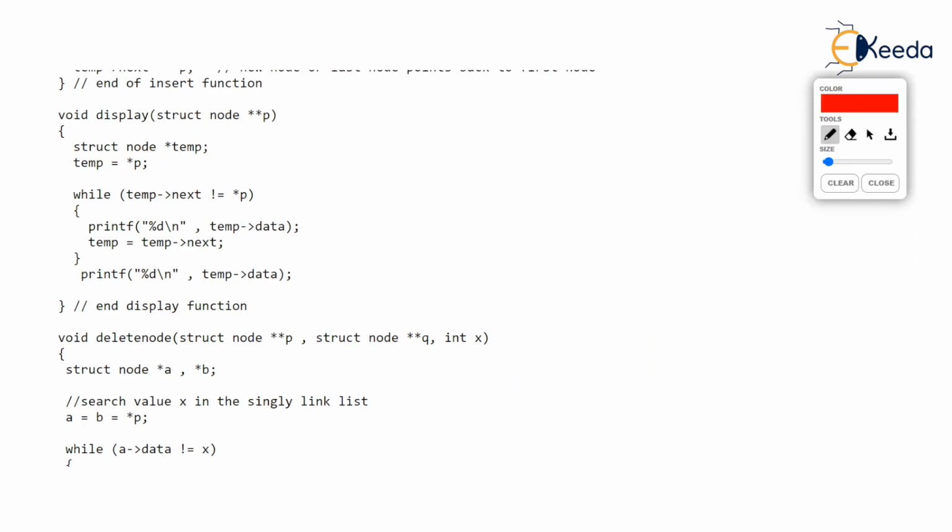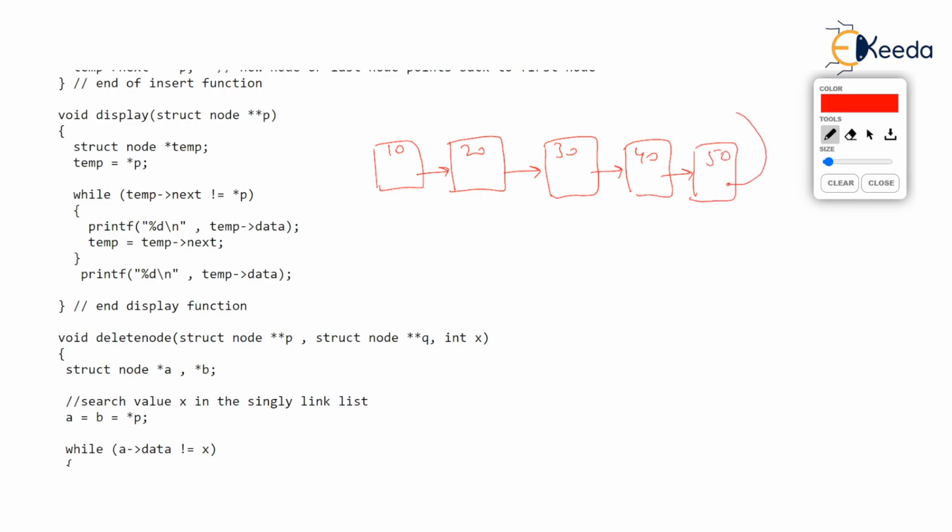Let's say again that we have 10, its next points to 20, its next points to 30, next points to 40. Let's have a bit bigger list, and 40's next points to 50. And you know next of 50 points back to first. If 50 is the last node, first always points to the very first node and last points to last node. Now imagine we want to delete 30. What if we want to delete 30? Then we will have to first search 30, isn't it?